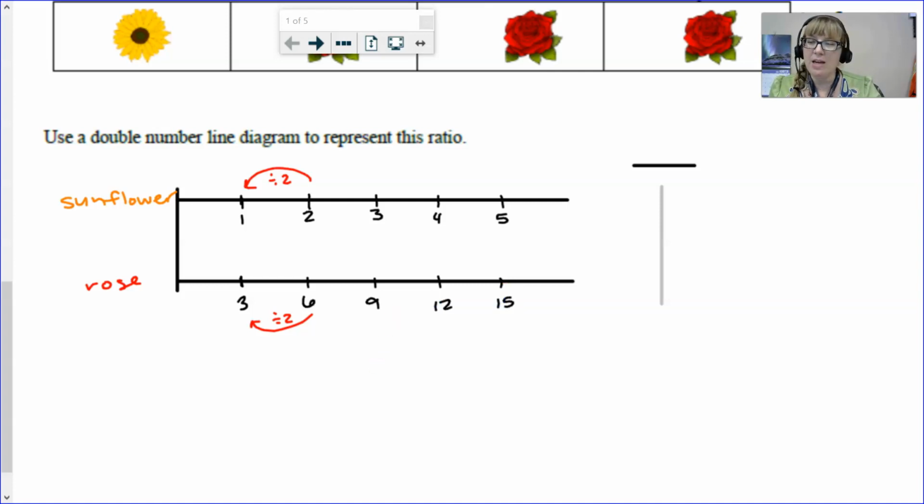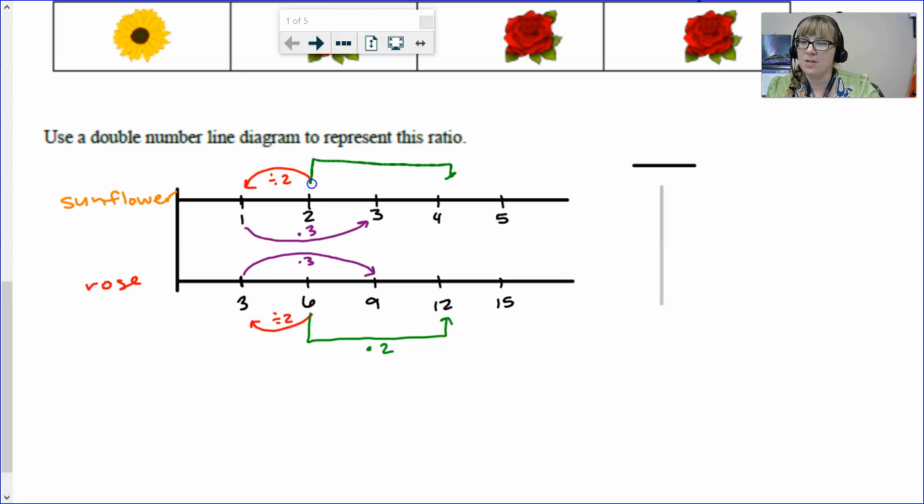Here's some other really important things to notice about this double number line. I can turn a 1 into a 3 by multiplying by 3. And the same thing will happen down here. A 3 multiplied by 3 will give me 9. You will also see we don't always have to start on this end. We can also go from 6 to 12, we would multiply by 2. And from 2 to 4, we would also multiply by 2. With that in mind, let's move on.